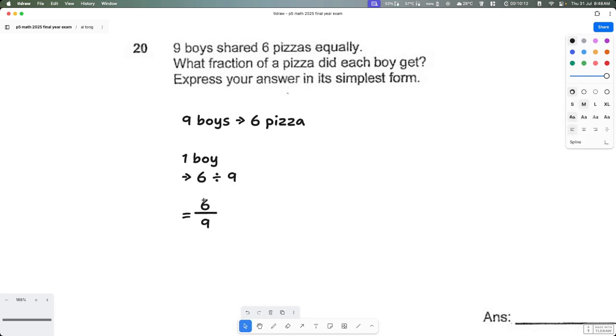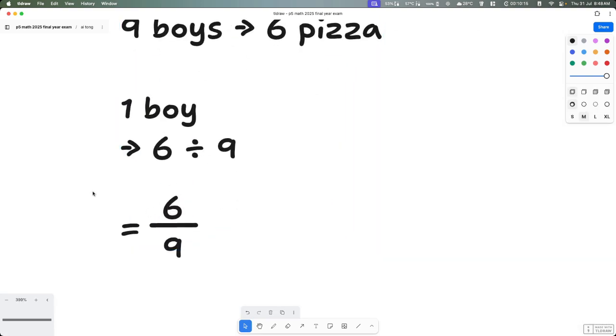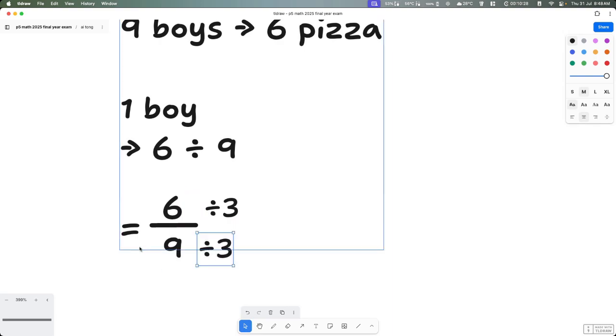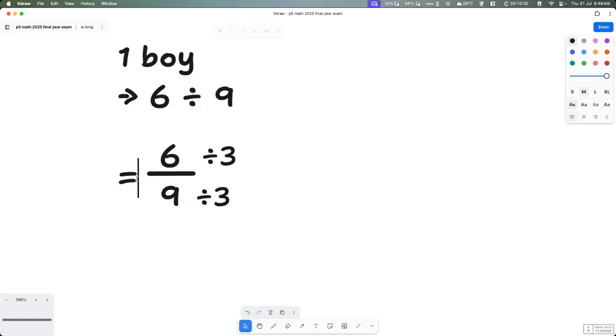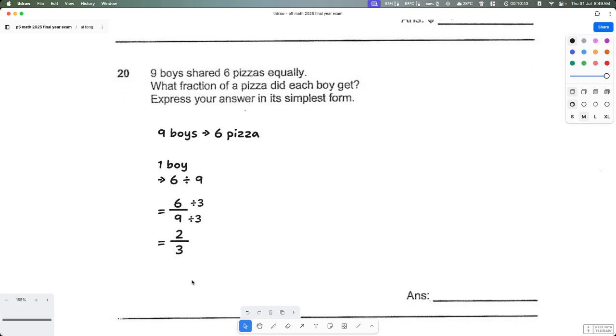So what do you think we can divide this with? Okay, 6 can be divided by 3 and 9 can be divided by 3, right? So divide by 3, divide by 3, and this will give us 6 divided by 3 is equal to how much? How much do you think? It will give us 6 divided by 3 is 2, 9 divided by 3 is 3. So the answer to this is 2 out of 3. That's it. That's the answer for question number 20.